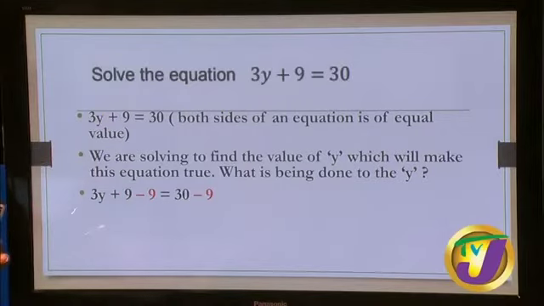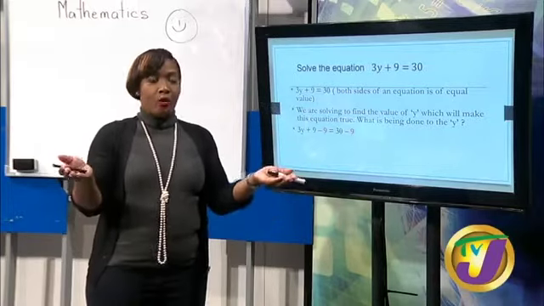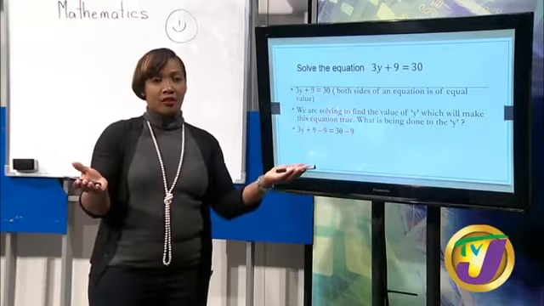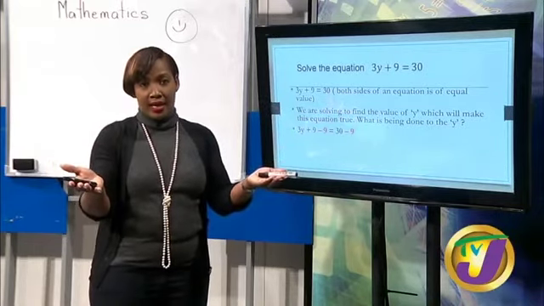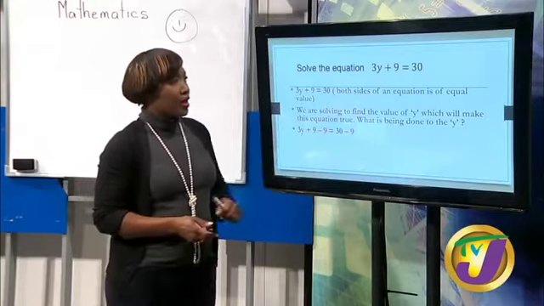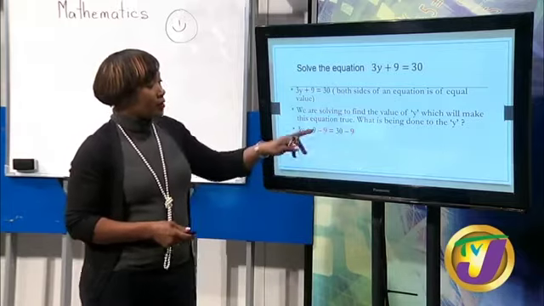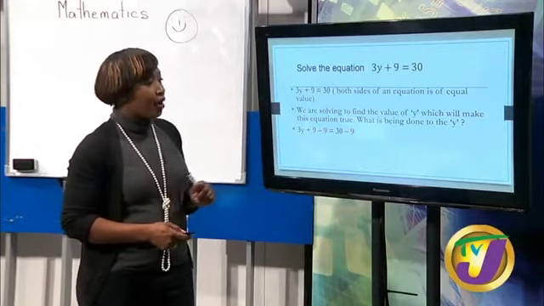So we're subtracting the 9 because it was added to it. Now, remember I said, you are balancing the equation. If you were to think of a scale, when it balances, if you take something out of this side, you also have to take out something of equal value from the other side to ensure that the scale remains balanced. Same thing with your equation here. So we're subtracting 9 on the left side. We also subtract 9 on the right side.